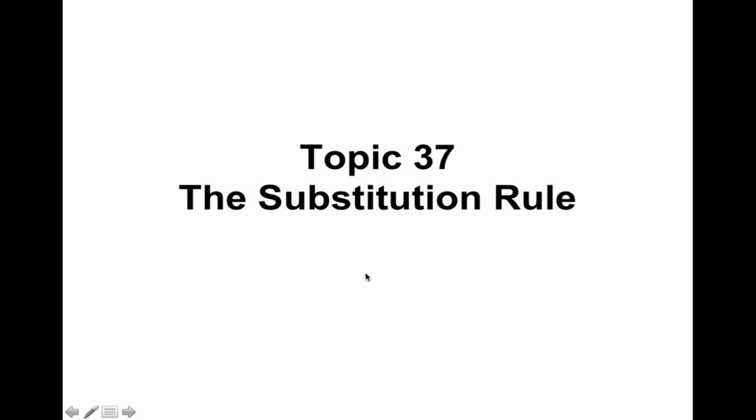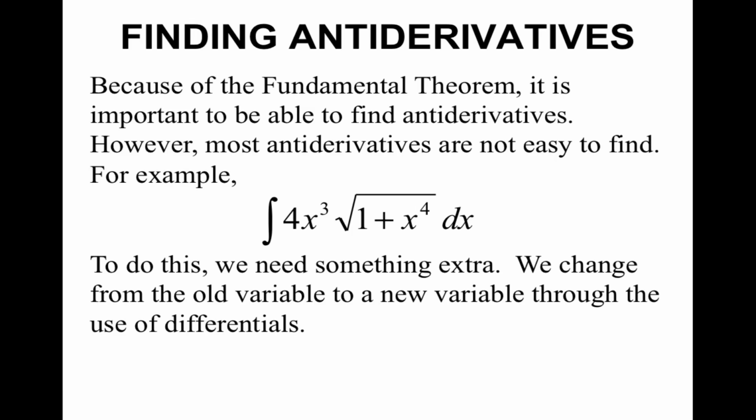Hey calculus class, today we're going to learn topic 37, the substitution rule. Because of the fundamental theorem, it is important to be able to find antiderivatives. However, most antiderivatives are not easy to find. For example, the integral of 4x cubed times the square root of 1 plus x to the fourth dx. To do this, we need something a little bit extra.